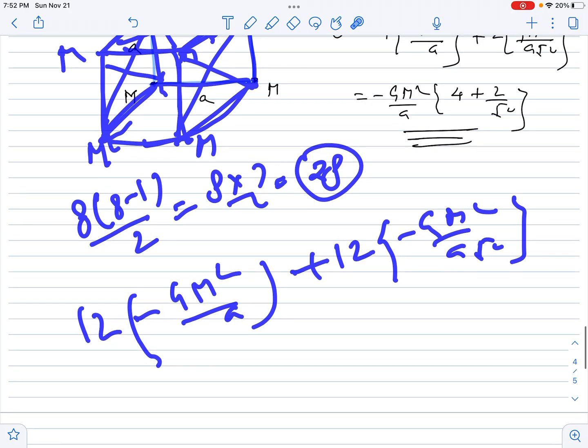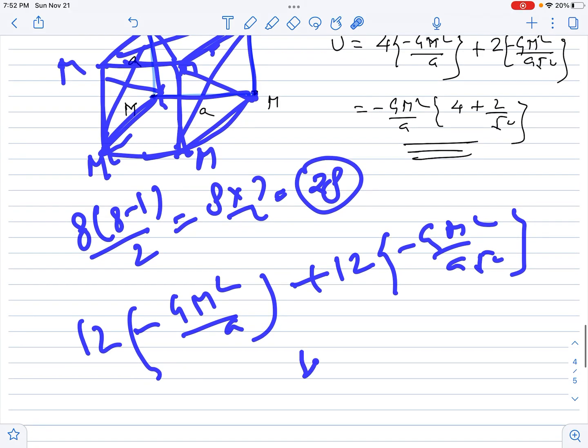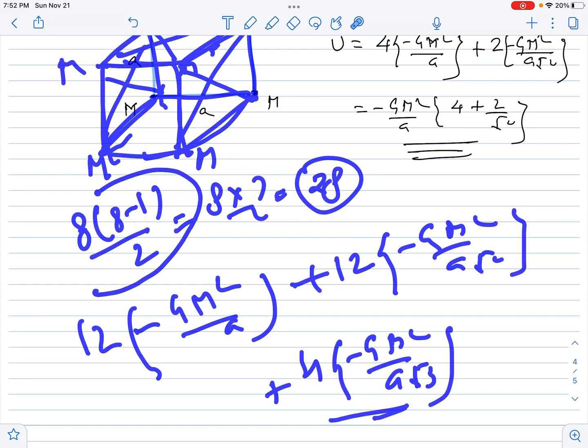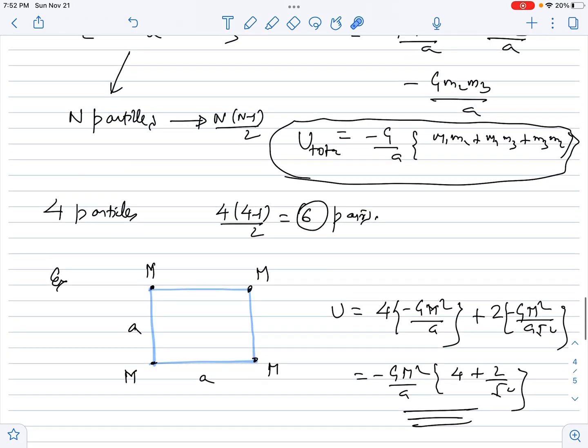How many pairs are left? 4 pairs. And those 4 pairs are for the body diagonals. So 4 into minus G m1 m2 divided by a root 3. Okay. First you have to find the number of particles, then you can find the particle pairs.